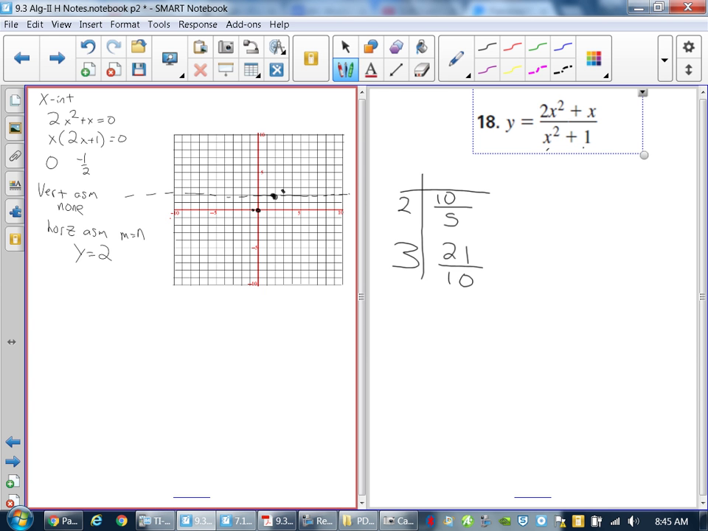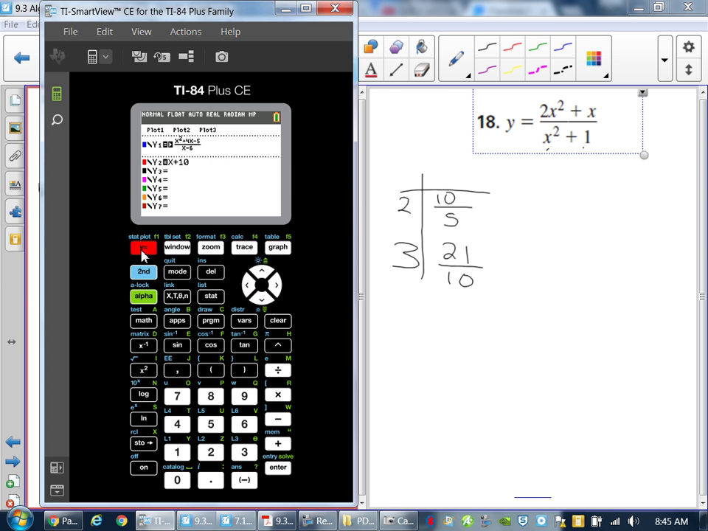Now, is this the one that has the jump discontinuity? I think it is. We don't really teach you guys this one yet. Let me show you this. y equals 2x squared. Oh, I know why. This has got the imaginary root. That's why it does this. I think I need to change my window.